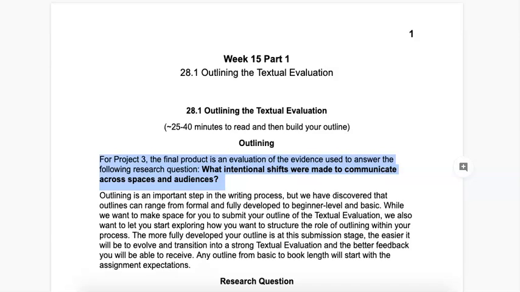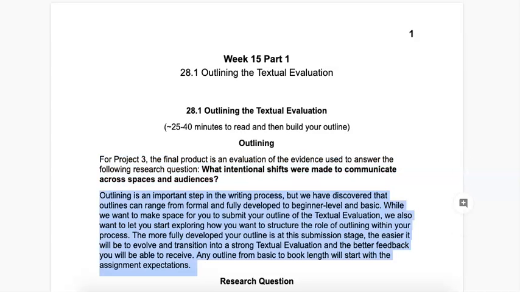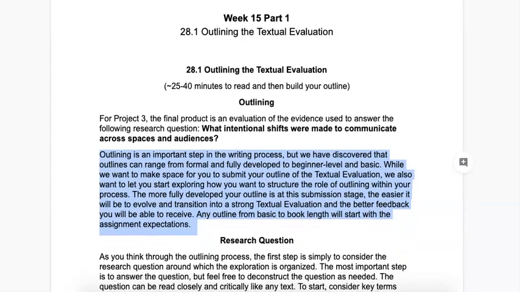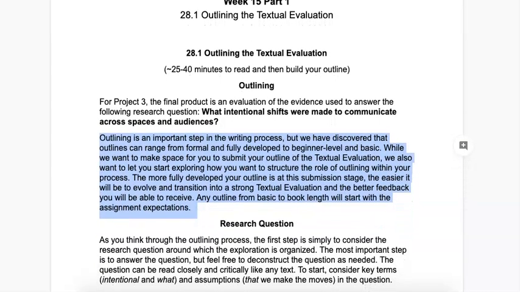For Project 3, the final product is an evaluation of the evidence used to answer the following research question. What intentional shifts were made to communicate across spaces and audiences? Outlining is an important step in the writing process, but we have discovered that outlines can range from formal and fully developed to beginner level and basic.